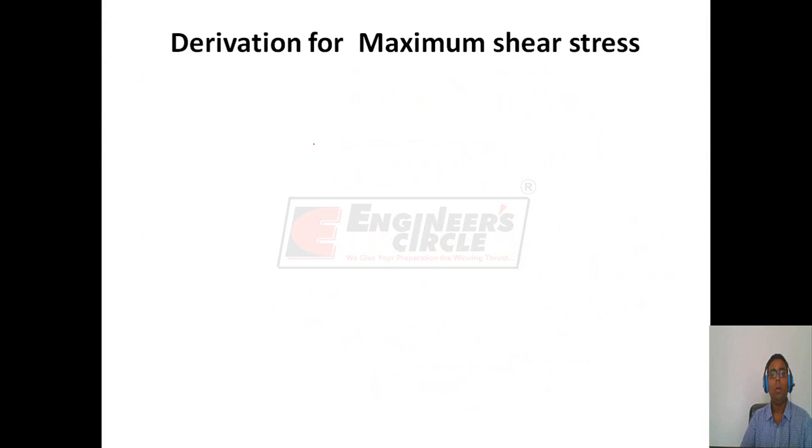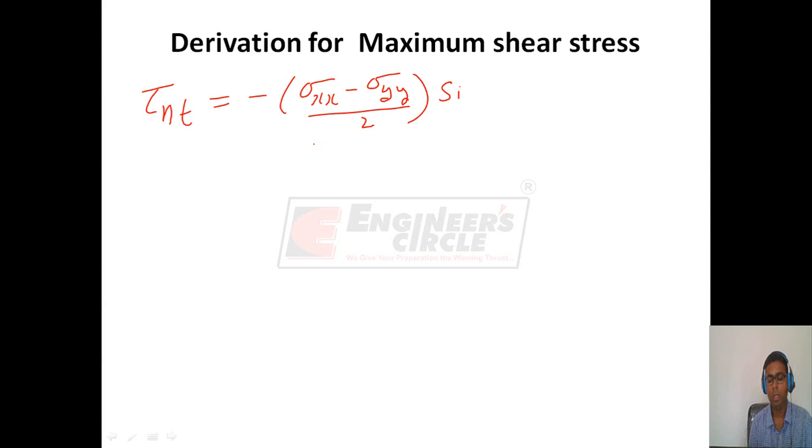Now let us find the value of maximum shear stress at a point. Up to now we have found the values of maximum normal stresses at a point by differentiating the value of normal stress with respect to theta. Now we want to find what will be the value of maximum shear stress at a point. For this we differentiate the value of tau nt given as minus (sigma xx minus sigma yy) by 2 into sine 2 theta plus tau xy cos 2 theta.